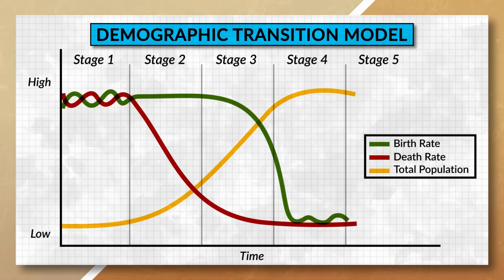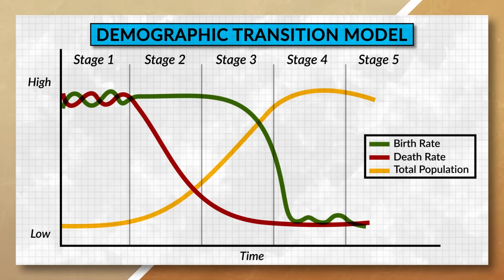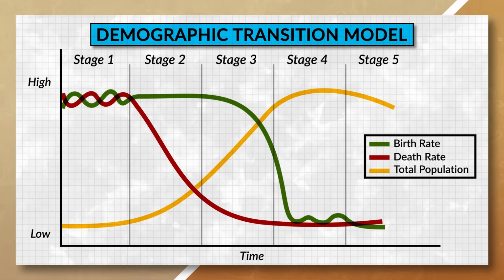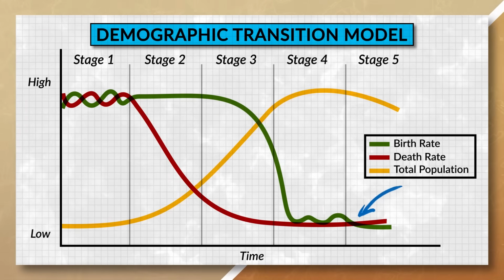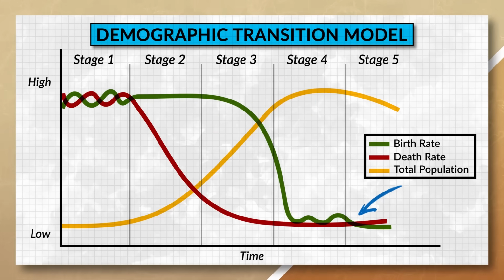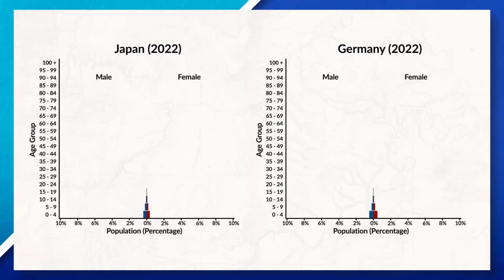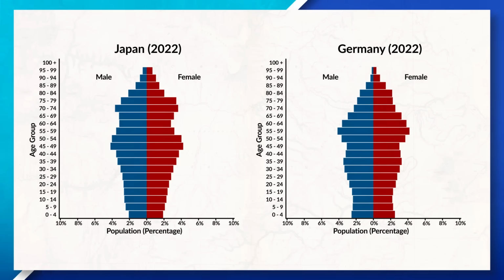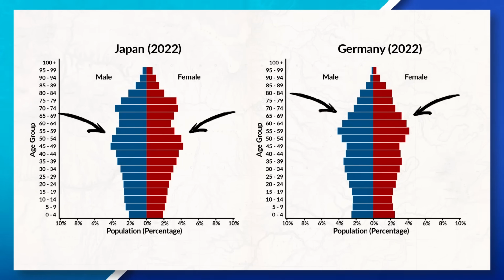Finally, there is the speculative stage 5, which is characterized by a low CBR, a low CDR, and a negative NIR. In this stage, the country's births fall below their deaths, resulting in a decline in the population. Countries that could be in stage 5 would be Japan or Germany. Notice how the majority of their population is located in the post-reproductive years on their population pyramid. Both of these countries have a negative NIR, which means their overall population is decreasing.